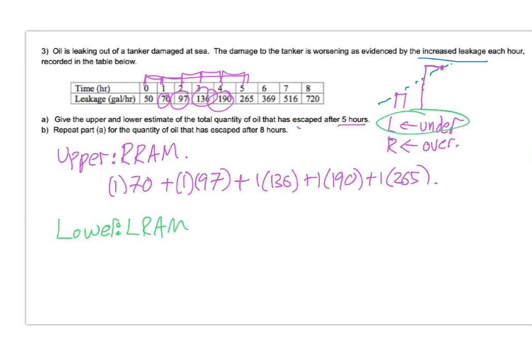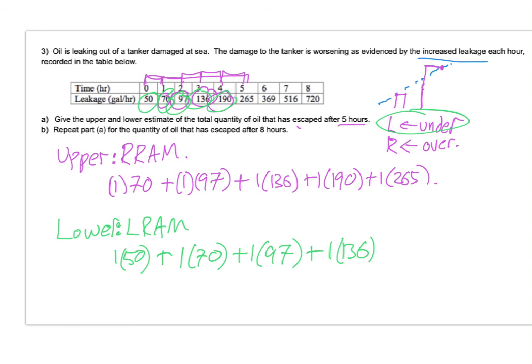For a lower estimate, we're going to use our LRAM, and that's because we know that's an under approximation. And we're going to do the same type of thing. So we've got a width of 1, this time using the left piece, times 50. Then we get 1 times 70, 1 times 97, 1 times 136, and 1 times 190.